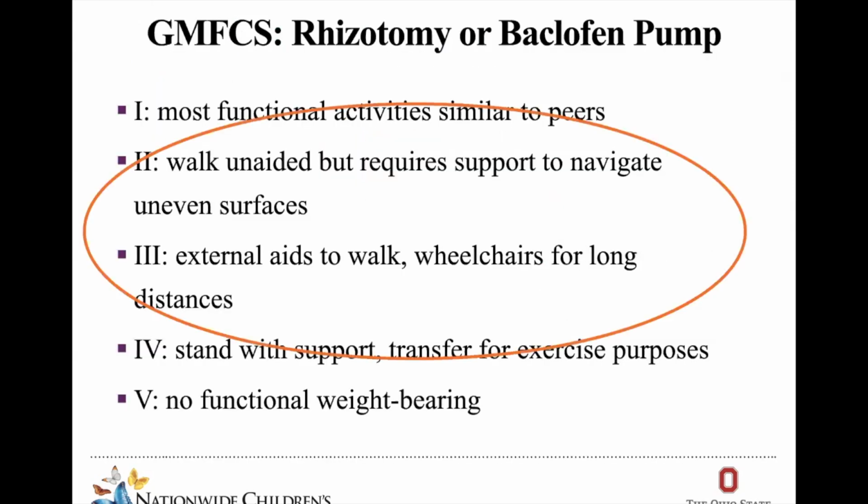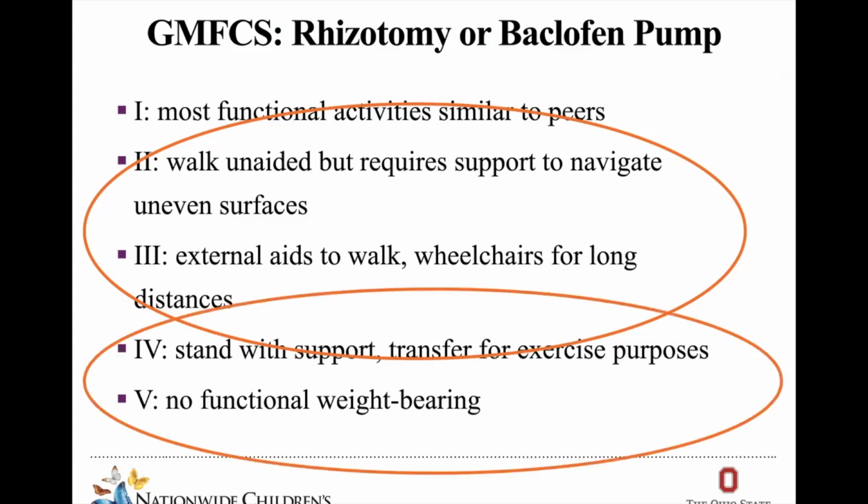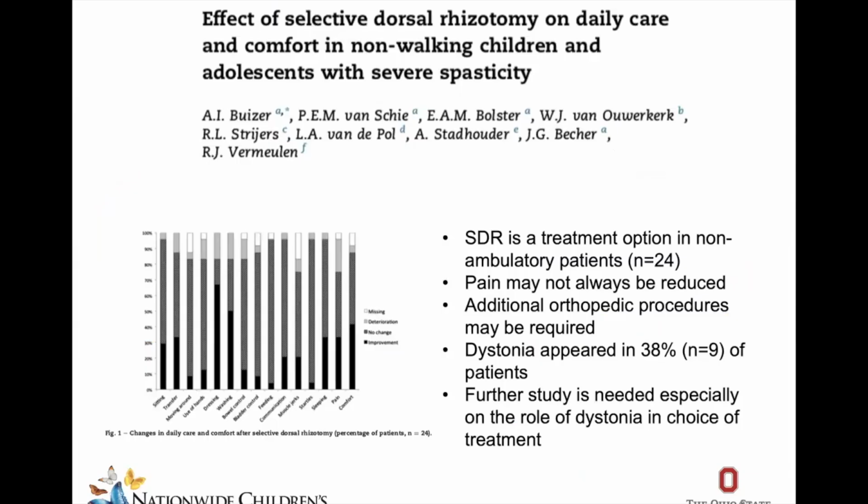So most people generally think that in ambulatory children it's quite well within your purview to do SDR. But what I also like to introduce, for those of you that you can also do this in the wheelchair-bound children as well, the GMFCS 4s and 5s. There's a couple of studies out there showing that SDR is a treatment option for the non-ambulatory patients. It may reduce pain. It may reduce the need for orthopedic procedures, though it may also increase the need for treatment for dystonia, because once the spasticity is removed, the dystonia becomes more apparent.